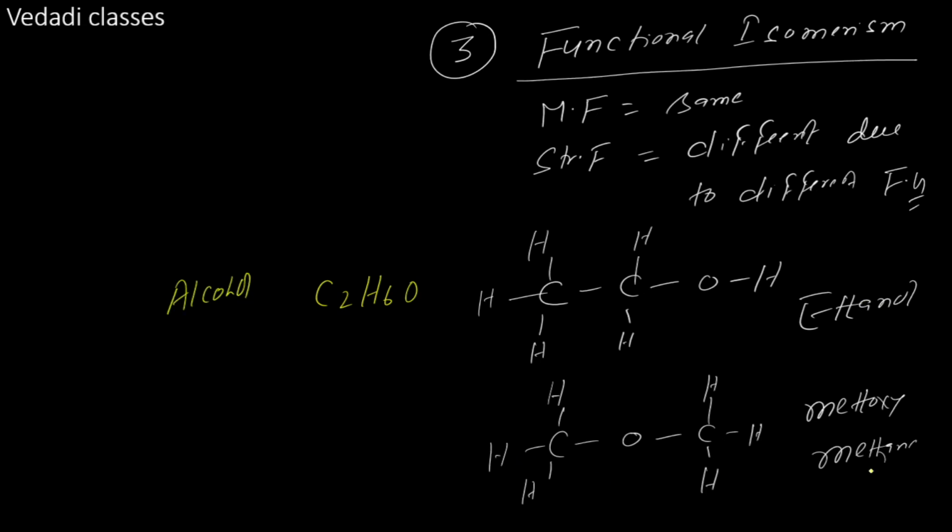Now methoxymethane, this is an ether. And what about the molecular formula? It also has 2 carbon, 6 hydrogen, and 1 oxygen. So this is your ether. Now have a look here. This is the alcohol, this is the ether, having the same molecular formula, but the functional groups are different, so they will have different physical and chemical properties, isn't it?